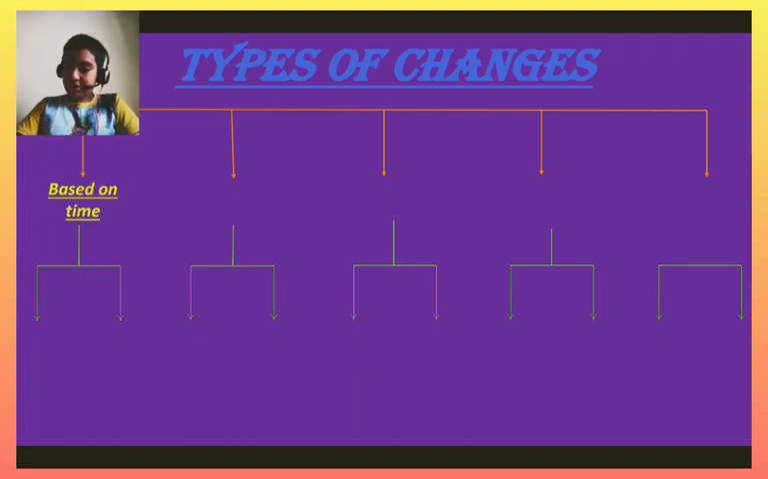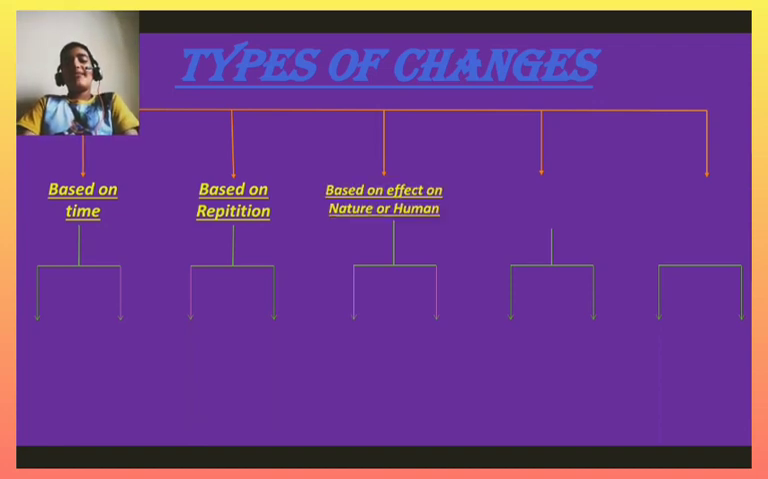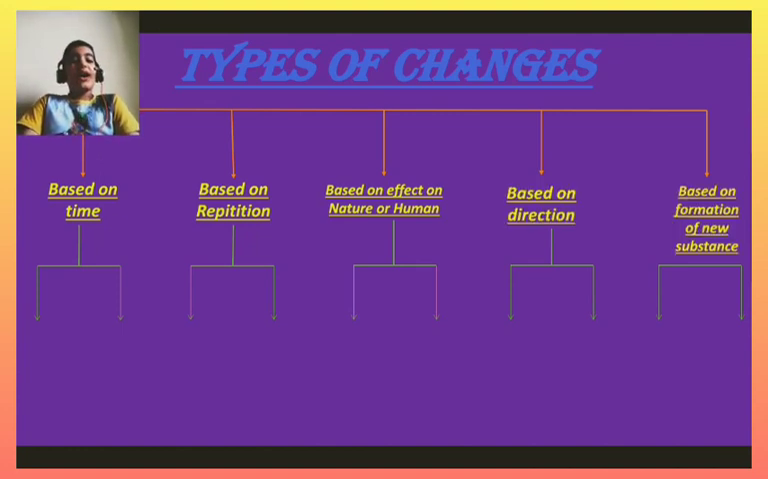The first will be based on time. The second will be based on repetition. The third will be based on effect of human or nature. Then based on direction, and then the last one would be based on the formation of new substances.